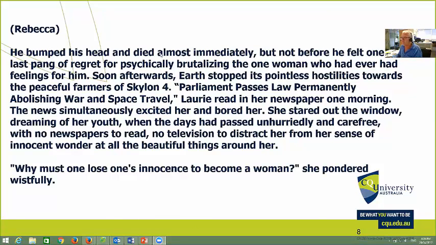He bumped his head and died almost immediately, but not before he felt one last pang of regret for physically brutalising the one woman who'd ever had feelings for him. Soon afterwards, Earth stopped its pointless hostilities towards the peaceful farmers of Skyline 4. Parliament passed a law permanently. Laurie read in her newspaper one morning, and ultimately, the philosophical reflection: why must one lose one's innocence to become a woman, she pondered wistfully.